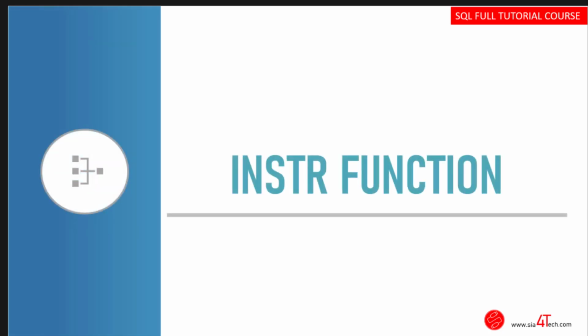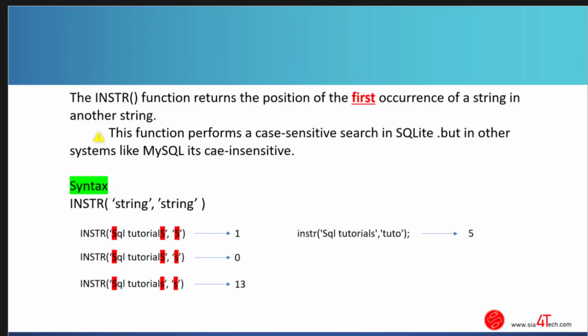In this video, I will talk about the INSTR function. The INSTR function returns the position of the first occurrence of a string in another string. What we mean by this: when you write the INSTR function for this string, SQL tutorials, we have two S's. If you want to find the location of the S inside this string, you can use the INSTR function.